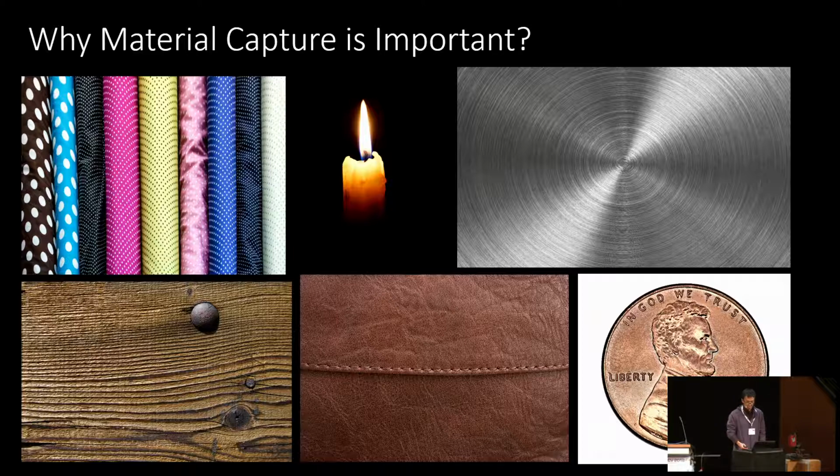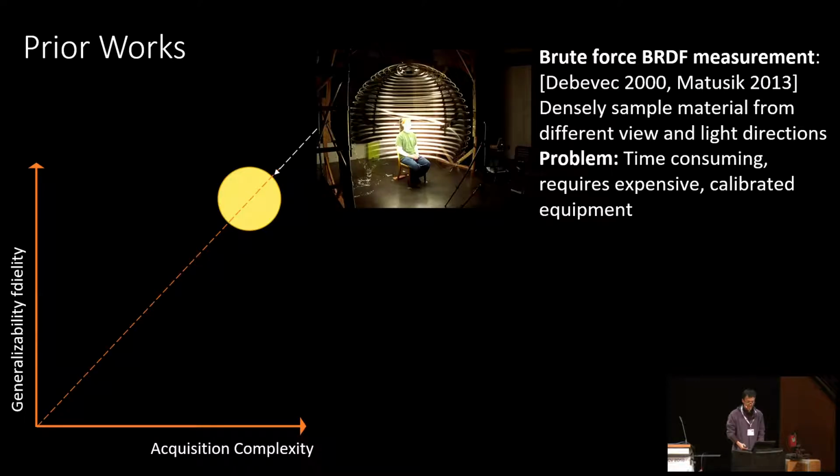Historically, there are many methods working on this problem. Previous methods can be evaluated based on two standards. One is their acquisition complexity, and the second is their generalizability and accuracy. Previous BRDF reconstruction methods can be roughly divided into three categories. Traditional BRDF acquisition methods require densely sampling from different view and lighting directions. These methods can capture accurate BRDFs, but may need expensive calibrated devices, which greatly limit their usage in practice.